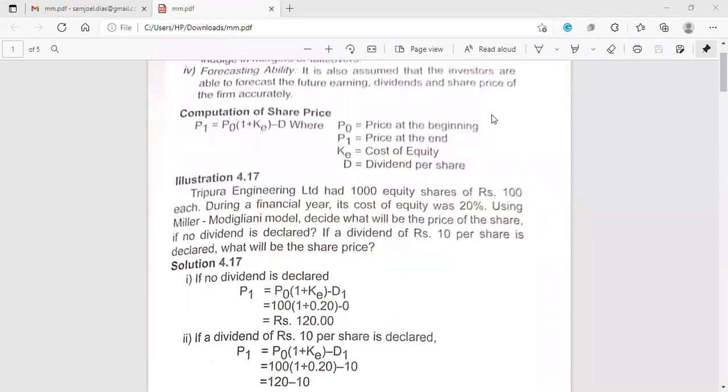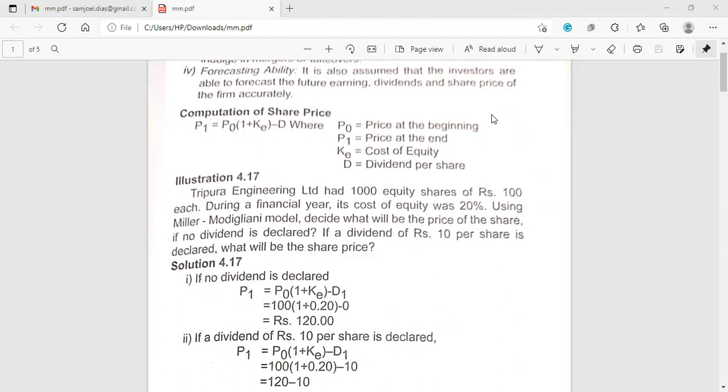Hello, dear students. Today we are going to discuss the dividend irrelevance model. It is advocated by Modigliani and Miller. It is popularly also called the Miller MM approach, or the Modigliani Miller model. Here, Modigliani and Miller have used the arbitrage process to explain this dividend irrelevance model.